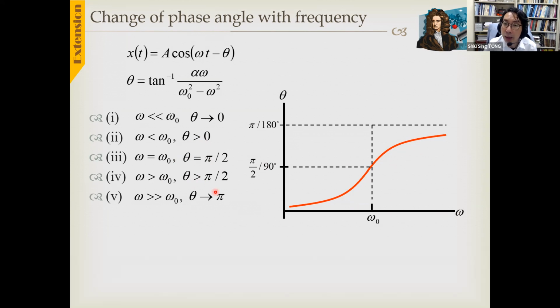Okay, and there are some special cases. If omega is very small, then the angle will tend to 0. If omega is very large, then the angle will tend to pi. You can see this from the equation. And also, when omega is exactly equal to the resonance frequency, this quantity will become infinite, right? And arctangent of infinity is pi over 2. So the curve will cross pi over 2 at the resonance point, okay? So this is the summary for the phase difference between x and F, okay?